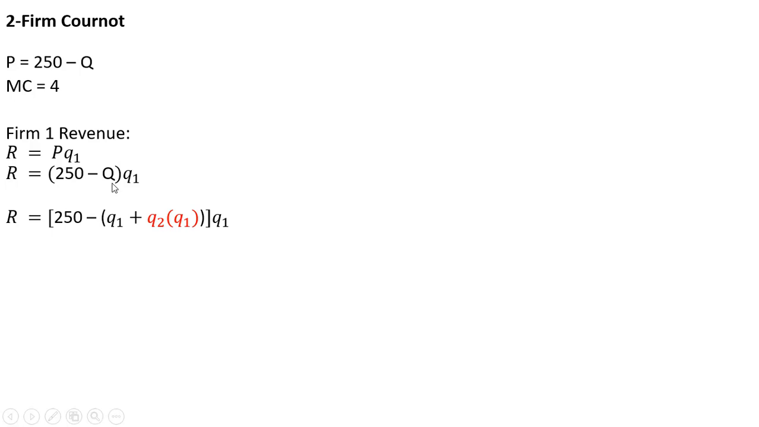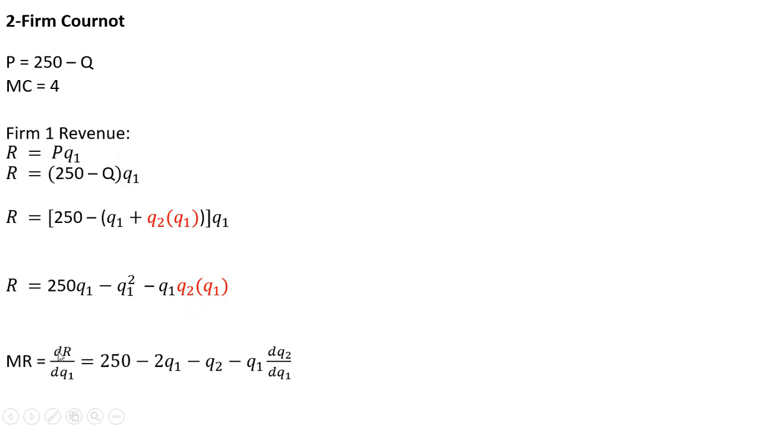And then for Q, the industry output will be firm 1's output, Q subscript 1, plus this term in red, which is firm 2's output as a function of firm 1's output. Again, this term in red is firm 2's output as a function of firm 1's output. Simplifying by multiplying this Q subscript 1 through what's in brackets, we get this result.